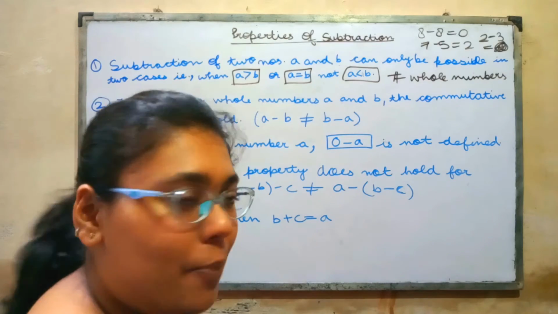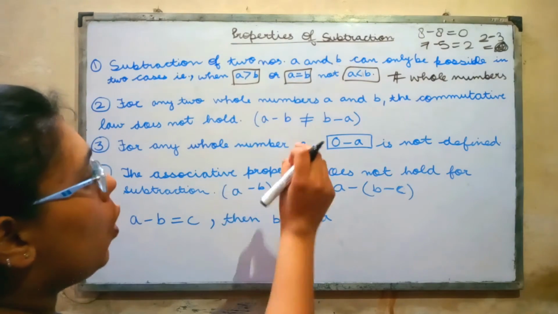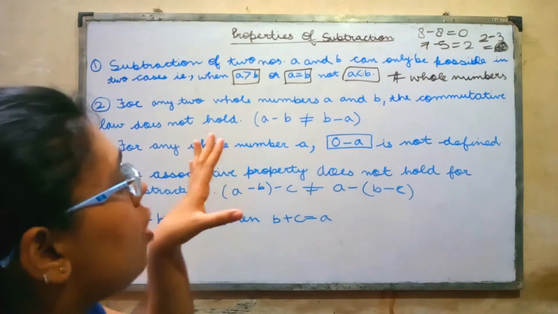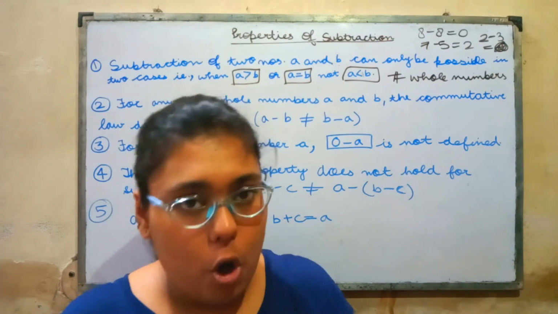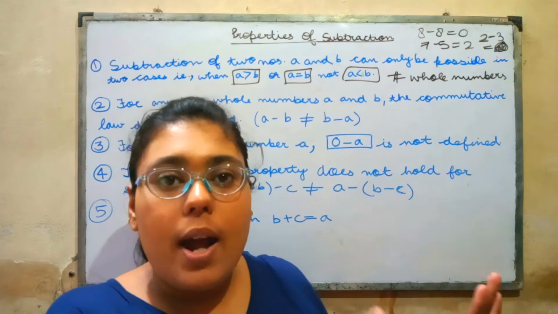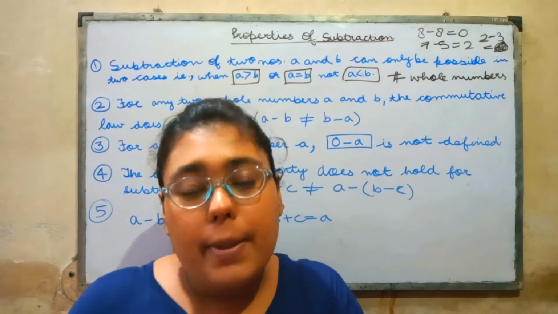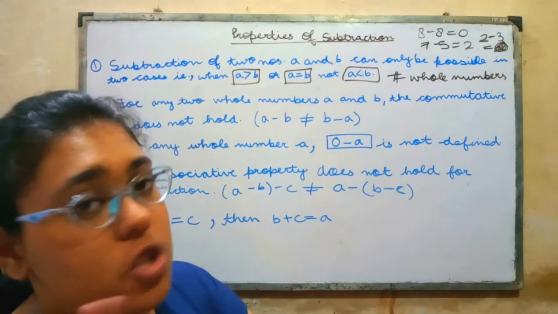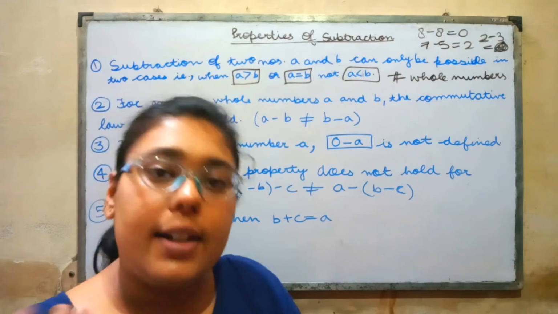नाउ द सेकेंड प्रॉपर्टी, फॉर एनी टू होल नंबर्स a and b द कॉम्यूटेटिव लॉ डज नॉट होल्ड. ओके, तो अभी हमने एडिशन में पढ़ा था कॉम्यूटेटिव लॉ. कॉम्यूटेटिव लॉ क्या होता है कि अगर हमने a प्लस b को ऐड करा है, देन वो a प्लस b विल बी इक्वल टू b प्लस a. मतलब ऑर्डर डज नॉट मैटर. बट सब्ट्रैक्शन में ये पॉसिबल नहीं है. सब्ट्रैक्शन में ये चीज डिफाइंड ही नहीं होगी.